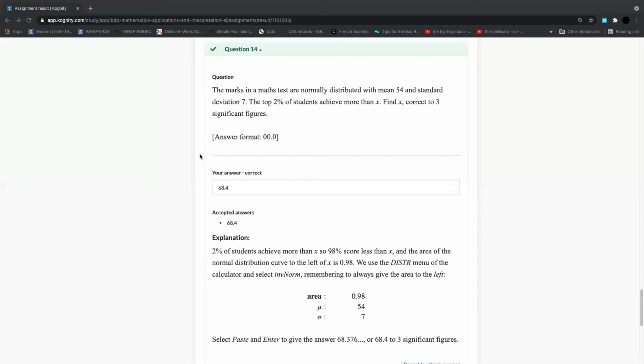Wait, Renai, you can still see my Kognity, right? Yeah, I can. Okay.